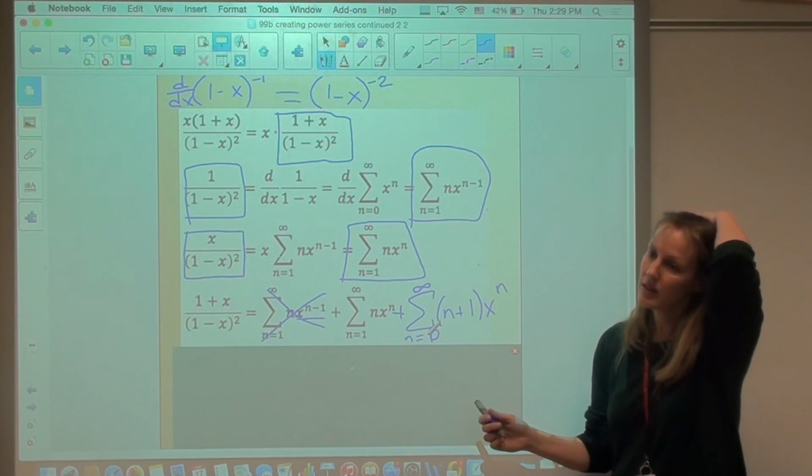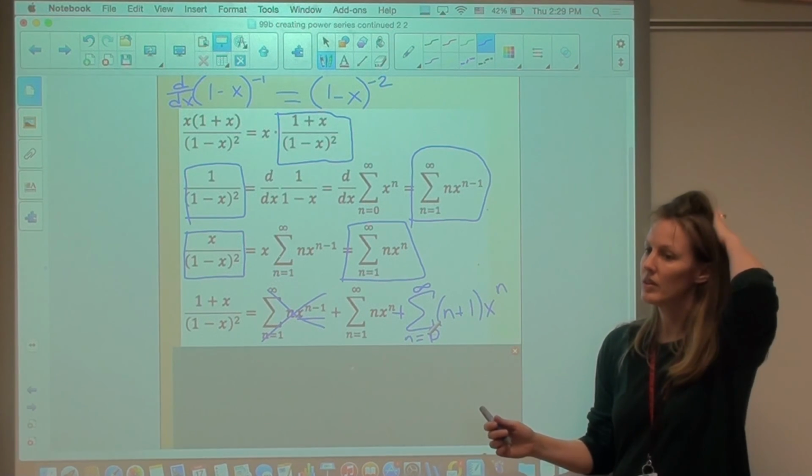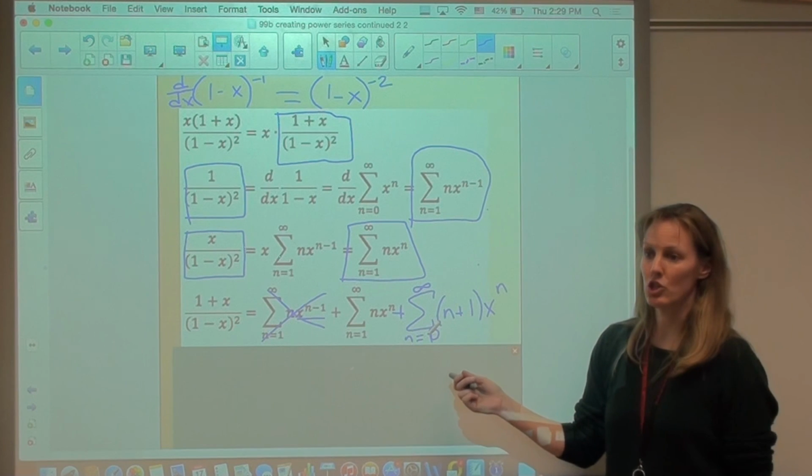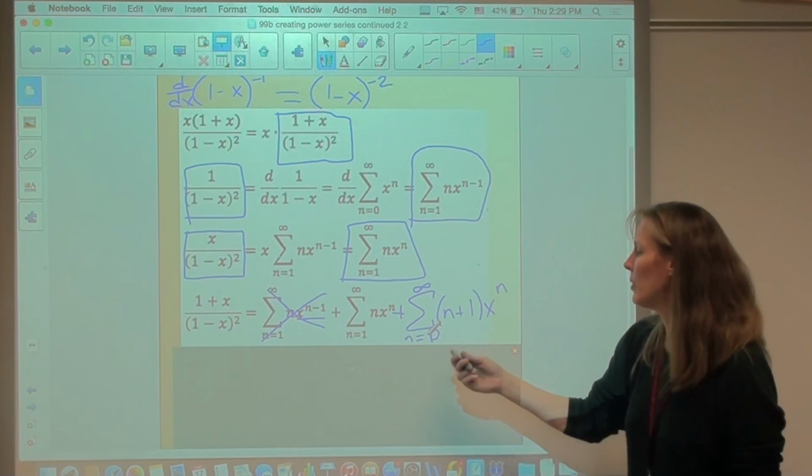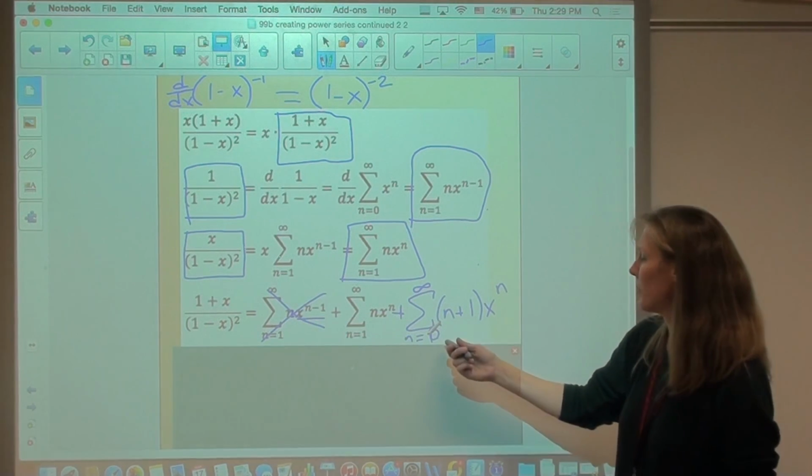Yes? Are we trying to change the n to 0 or 1? Because I'm very confused which. All we need is for them to match. We're changing it to 1 now. We just need them to match. So this is what we had. Sorry, I crossed that off. This is what we had.